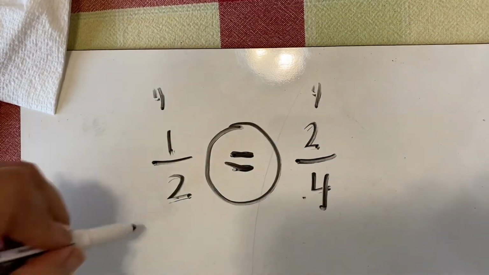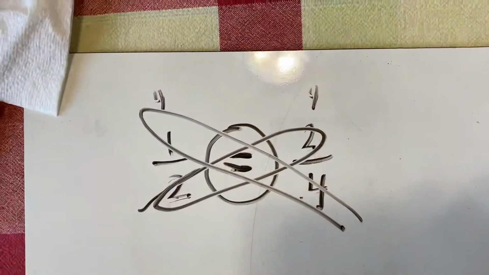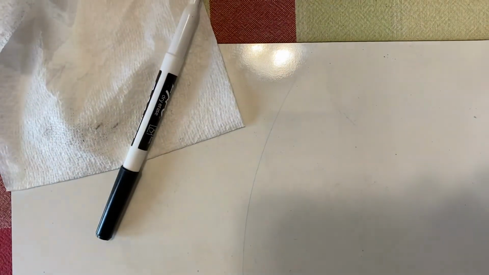So anyway, cross multiplying is just a little trick to help us compare fractions, and that's like a shortcut. So I hope that helps. We're going to do that today in our assignment.